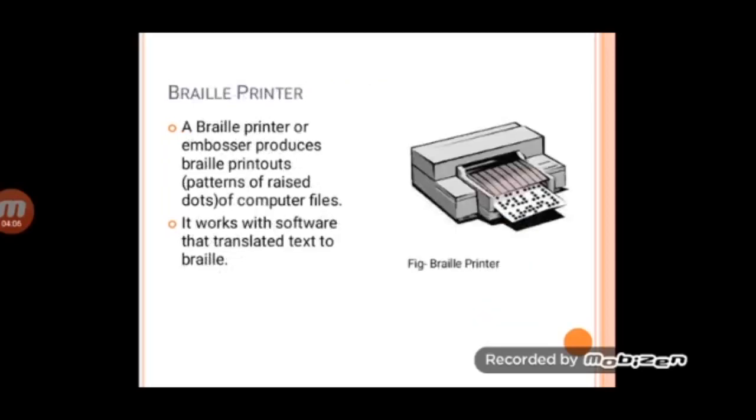Now the next is Braille printer. A Braille printer or embosser produces Braille printouts of computer files. It works with software that translates text to Braille.